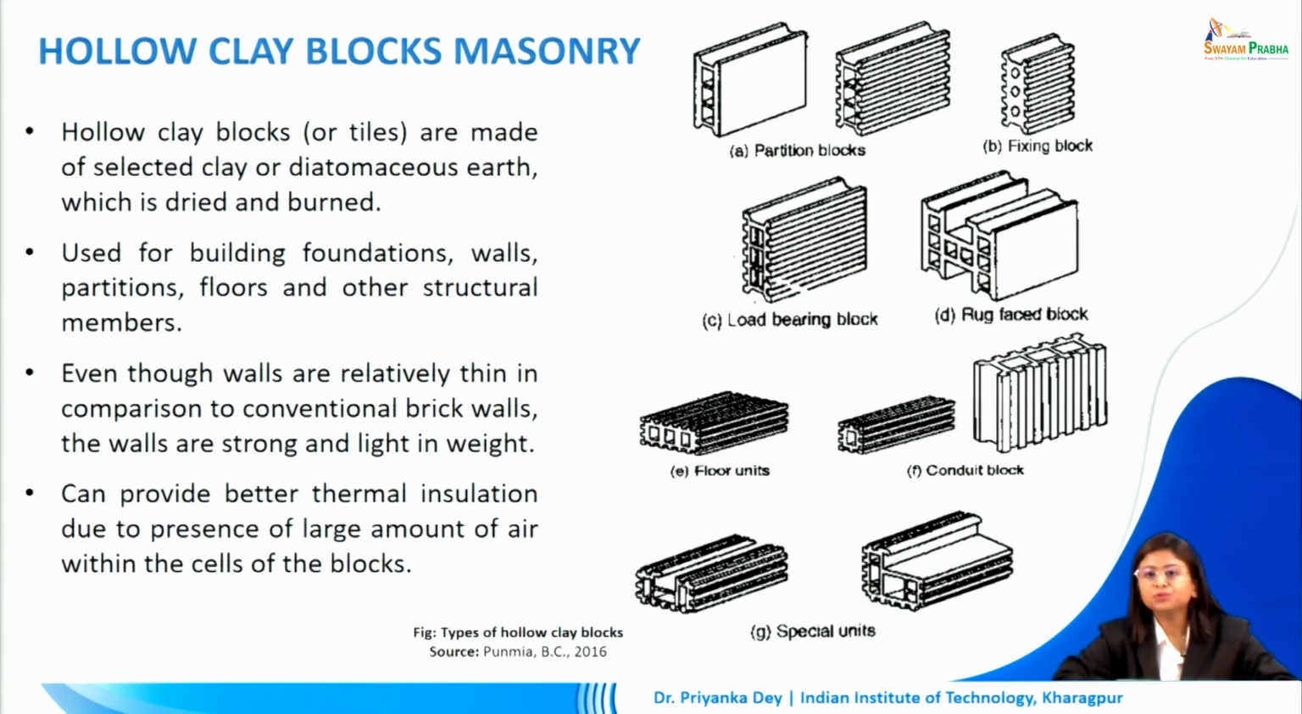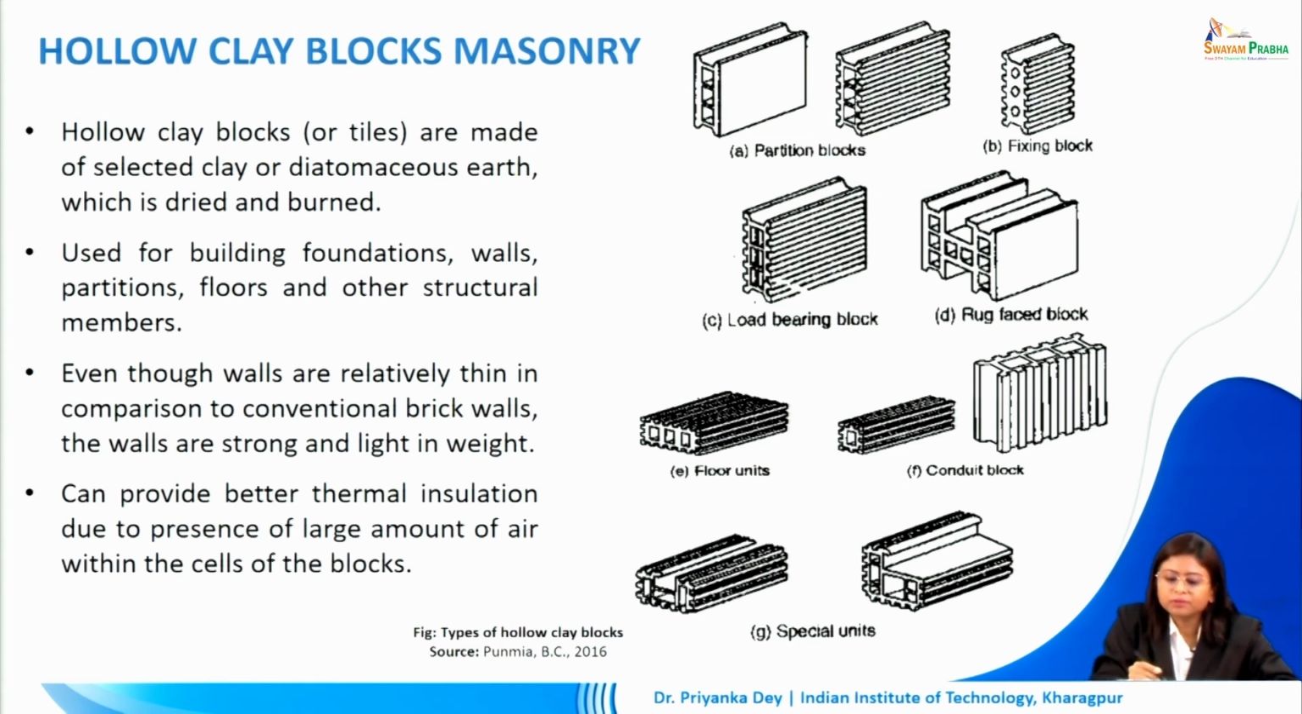We might be able to save on the floor space area if we are going for a thinner tile or hollow clay block. It might reduce the thickness of the wall and increase the carpet area of our spaces. It can also provide better thermal insulation due to the presence of a large amount of air within the cells of these blocks. So, many a time, because as the name suggests, it's a hollow clay block, there are gaps within these blocks which can provide thermal insulation properties.